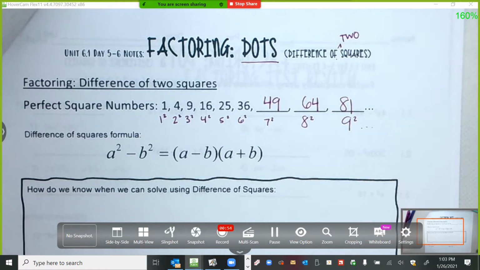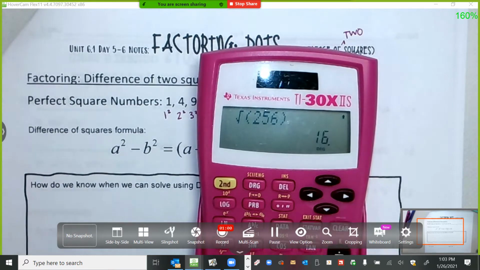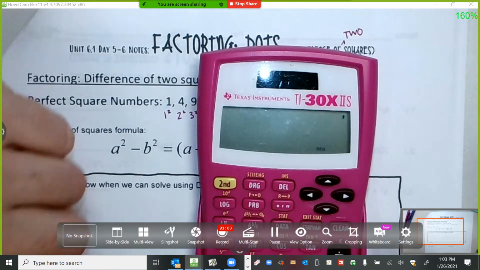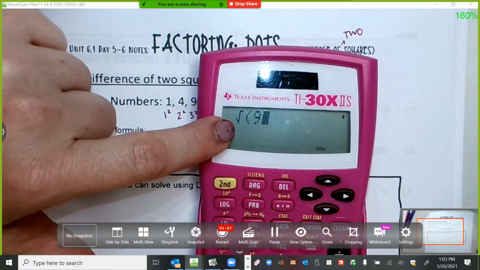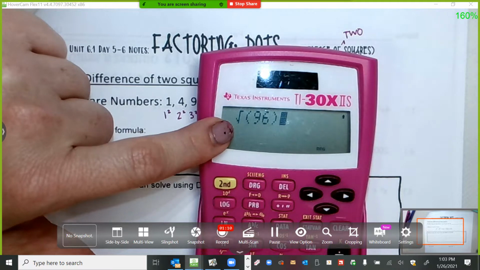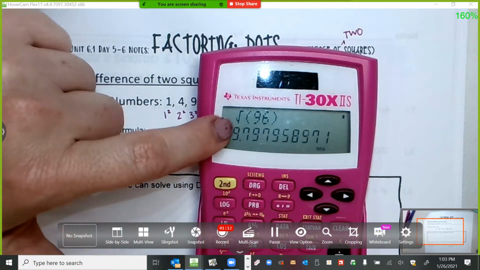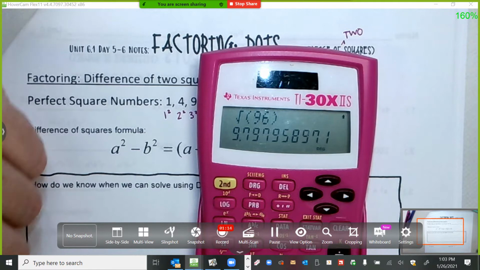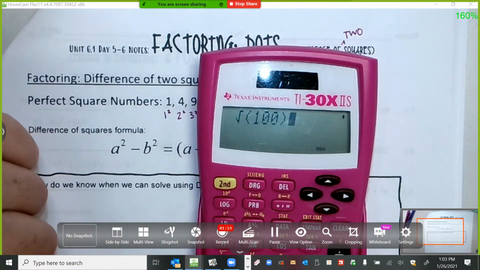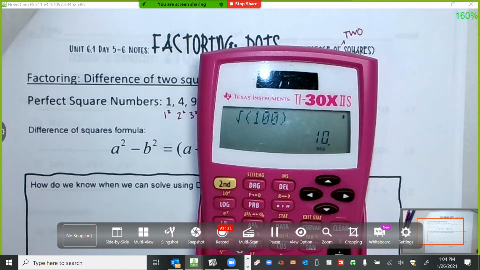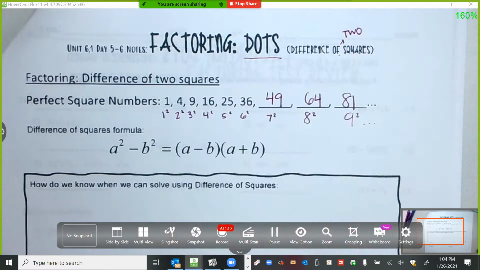Okay? I don't expect y'all to memorize all the perfect squares, but you can find them in your calculator. If you're given a number and you don't know if it's a perfect square, you can do second x squared, so you get the square root. Yesterday, we got the number 96 to see if it was factorable. Well, see how it gave me a decimal? That's why I know it's not a perfect square. If I type a perfect square under a square root, I get a whole number. 10 squared would give me 100. That's why that's a perfect square. So that's how you can figure it out in your calculator.